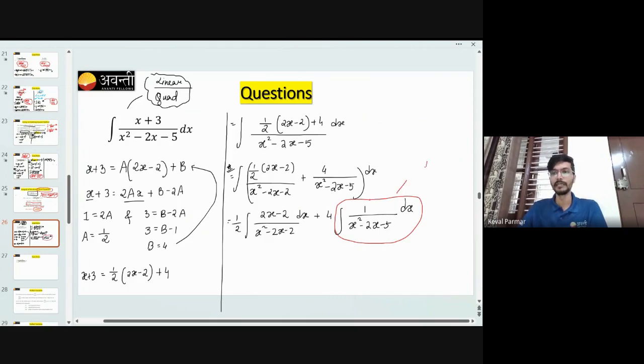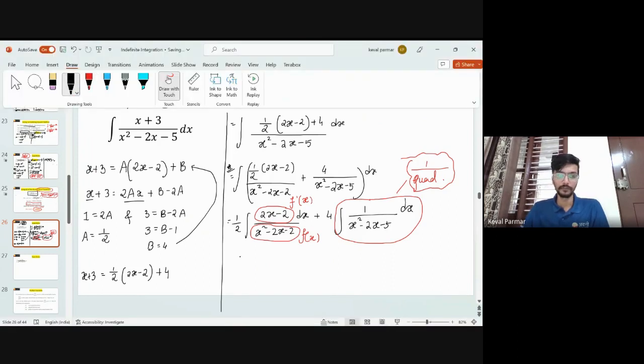Now if you remember, this part is 1 upon quadratic, and for 1 upon quadratic we use the completing square method. I'm giving you this to try at home, and you can cross-check or verify it with me in the next class. And here, this is important: this is basically f of x, and this is f dash of x. So I'll solve this for you.